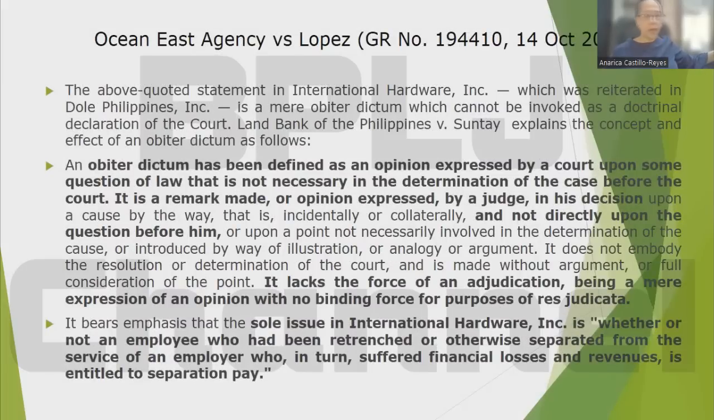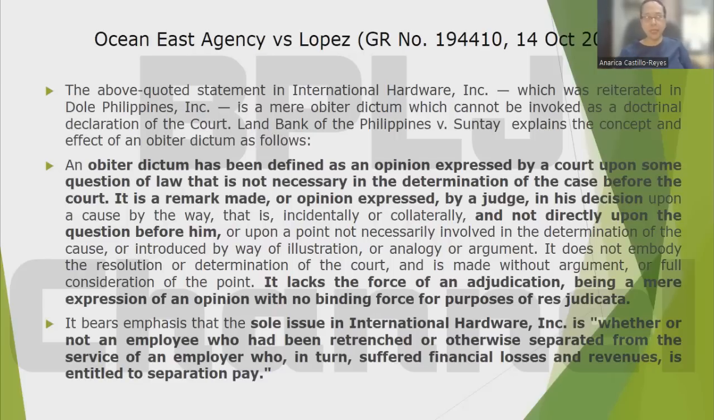Okay. However, the rule requiring the application of the same doctrine to a case which has substantially similar facts as that of a previous case does not apply to obiter dictum. Okay? It only applies to the main doctrine but not to an obiter dictum. What is an obiter dictum?